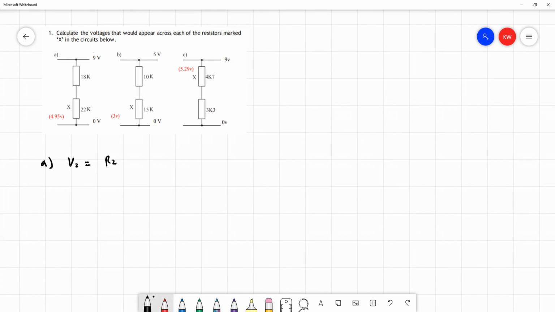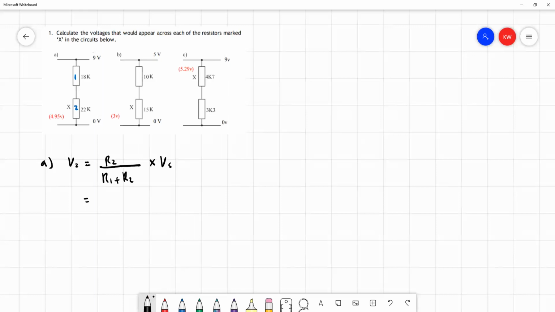And just to be clear, when we say resistors 1 and 2, what we mean is resistor 1 is the top and resistor 2 is the bottom in the diagram, and that will be the same in all questions. The value of resistor 2 divided by the sum of the resistances of the two resistors multiplied by the supply voltage.